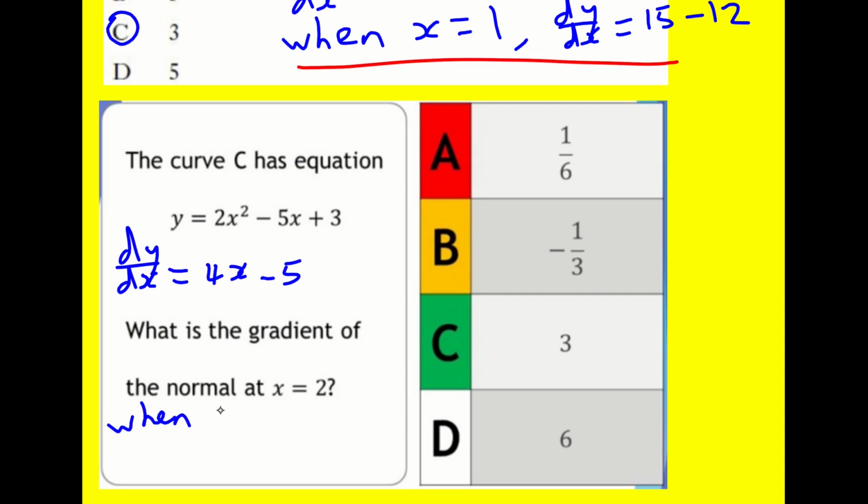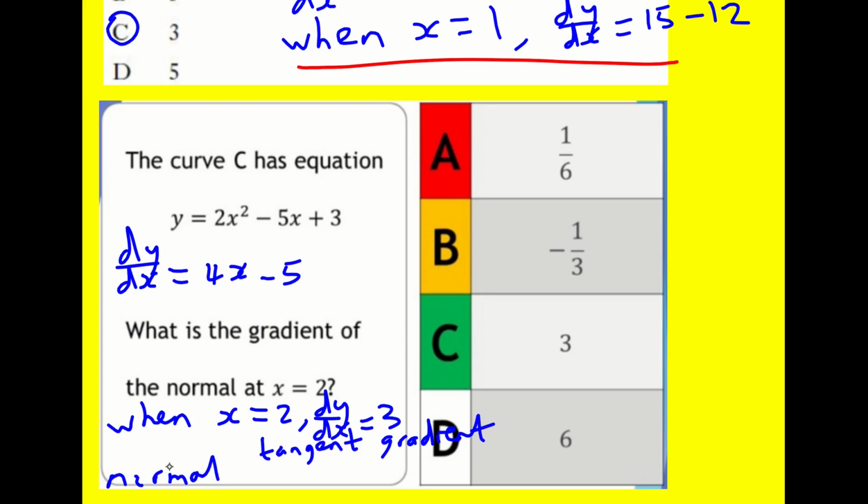The normal at x equals 2, well, first of all, we need to find out dy by dx when x is equal to 2. And this time I'm going to substitute in 8 minus 5, it's going to be 3. So this is the tangent gradient. And the normal gradient is then the negative reciprocal, it's going to be minus 1 over 3. So it is B.